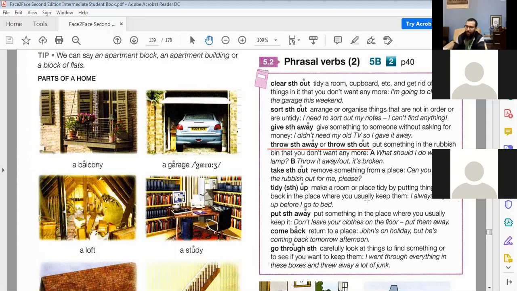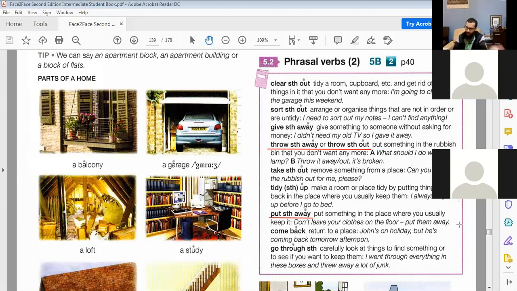Tidy, it's clear. Tidy something up, you organize it or you tidy it. Put something away. I think when Malak confused throw away with put something away. So put something away, it says you put it in a place where you usually keep it. Don't leave your clothes on the floor, put them away. So when we say put them away, is it the same as saying tidy or not the same? What do you think? The same, maybe, tidy, because you put it where it belongs. Usually. Yes. So actually, it's almost the same. To put something away is the same as tidy it. Because when you tidy your room or tidy the house, you're putting everything where it belongs. So if there are clothes on the floor, you put them on the hanger, you put them in the cupboard, you fold them and you put them in the drawer. If they're dirty, you put them in the washing machine with the dirty laundry. So this is the idea.